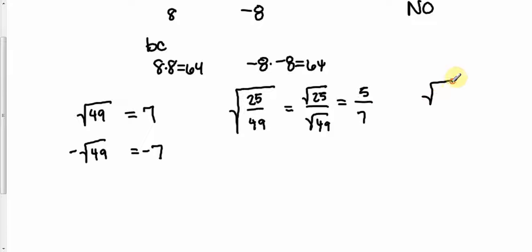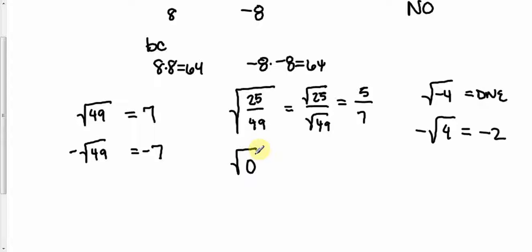Now you can't do this. This is not a real number. I'm not sure how your book will signify that answer, but I would just write does not exist, D&E. But you can do this one, right? Because the negative is outside the radical, so that answer is -2. What about 0? What's the square root of 0? What is it? 0.